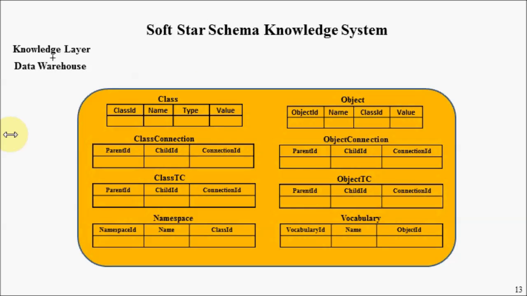The following is a proposal for an alternative database schema, one that uses a soft star schema for both the knowledge layer and the data warehouse. And instead of simply our 6 soft schema tables, we've added a couple other tables. We have here a namespace table, which represents a collection of classes, and a vocabulary table representing a collection of objects here. And we'll see in a minute how this particular schema solves the custom ETL problem.